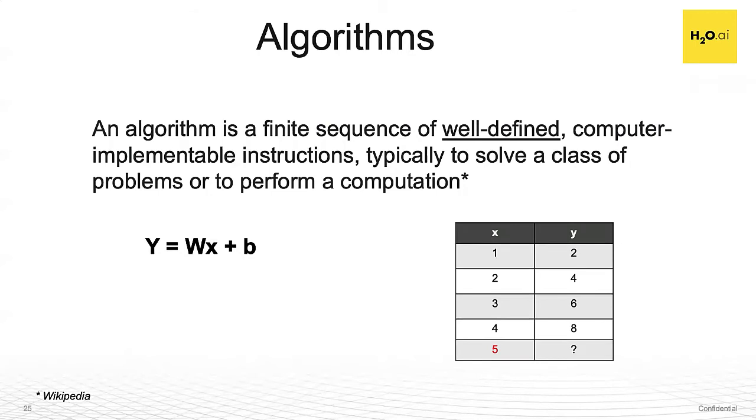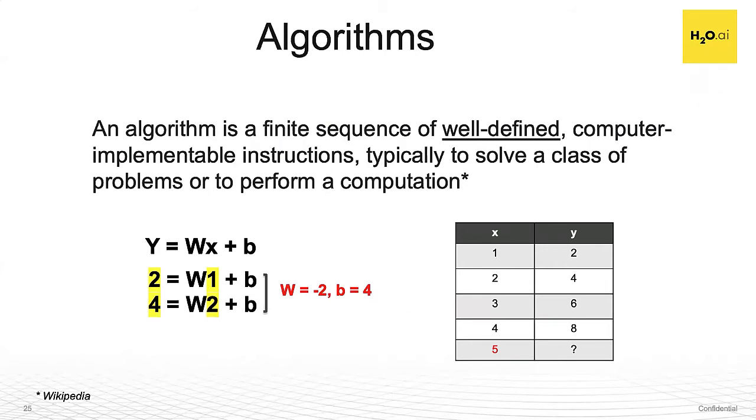we create a data set. We know from our past experience that when x was 1, y was 2, when x was 2, y was 4, and so on. We start plugging in these values, and once we solve this equation, we get the values of w and b. It's a very simple equation, and we solve it. Now, we know what w is and we know what b is.